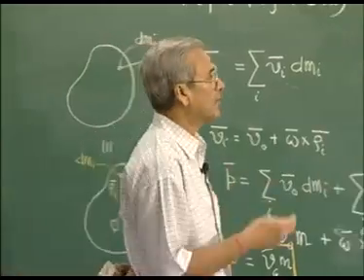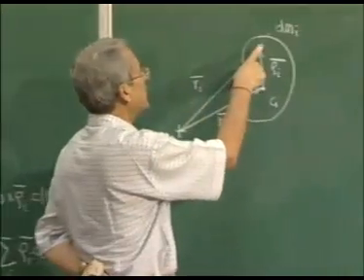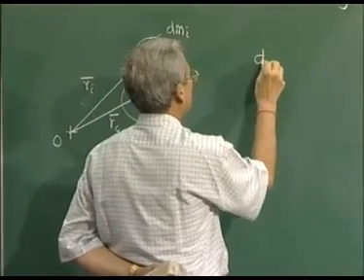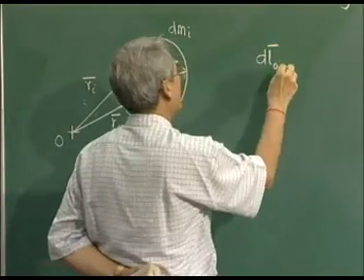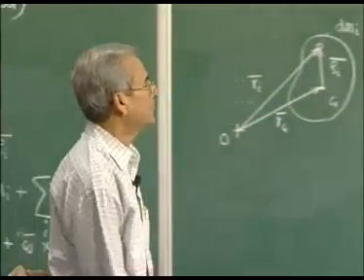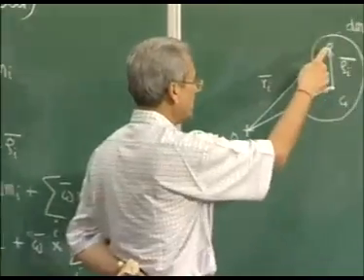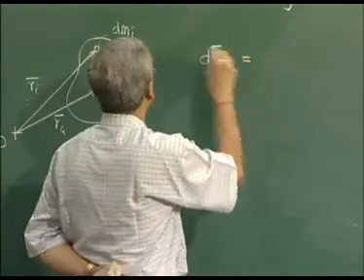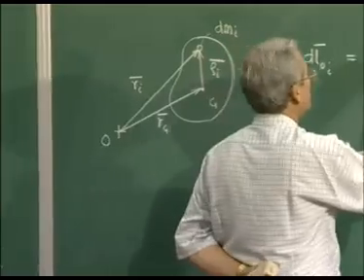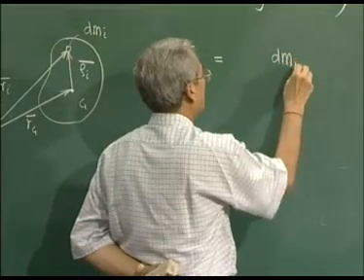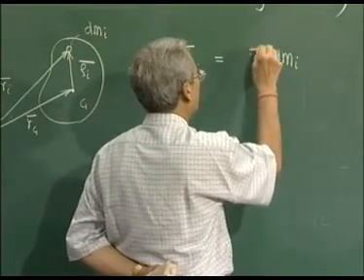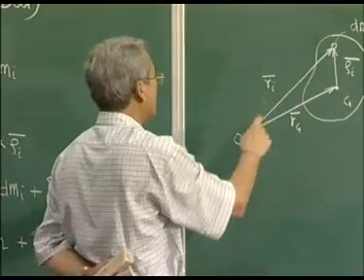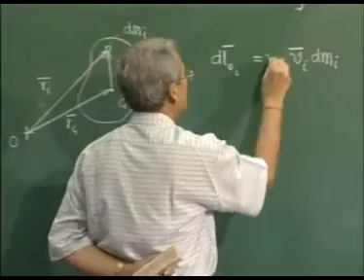Then the definition of angular momentum tells that the angular momentum of this particle about point O, so dLOi, if we define that as the angular momentum of this elementary mass about this point, will be equal to the linear momentum of this, which is, and the moment of that linear momentum about this point, which is given by.